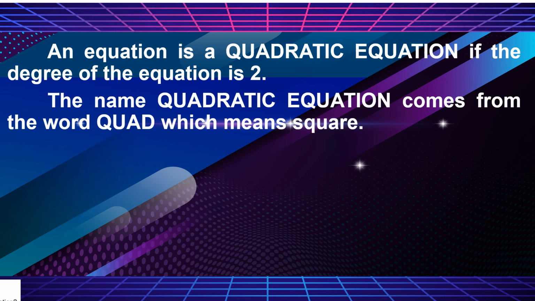An equation is a quadratic equation if the degree of the equation is 2. So meaning, if the highest exponent is 2, that equation is called quadratic equation. The name quadratic equation comes from the word quad, which means square.